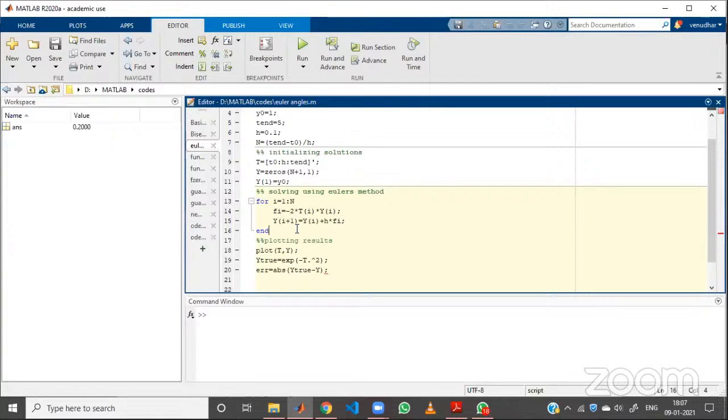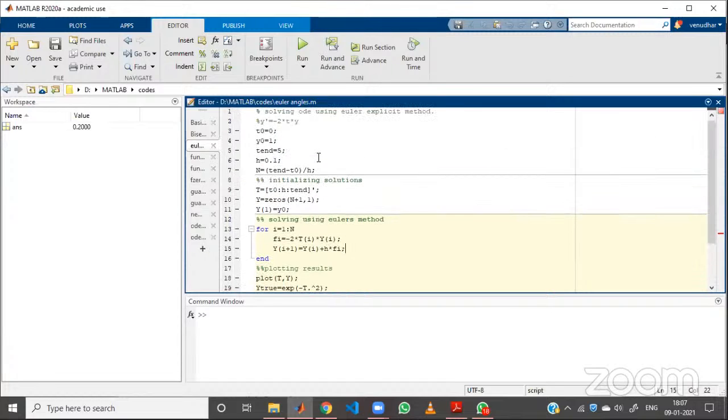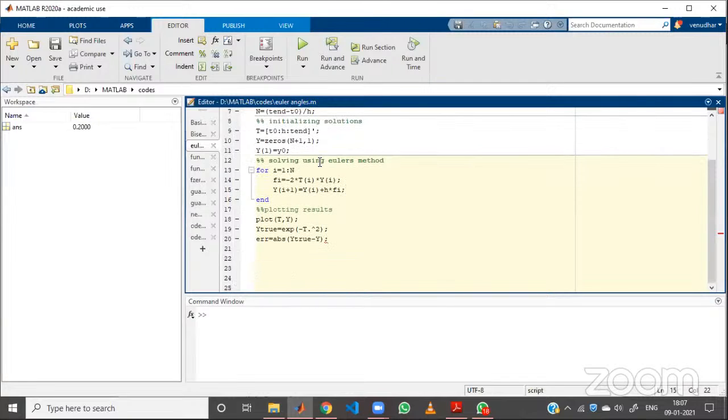These are the methods. This is the equation: f of i equals minus 2 times t of i times y of i, and y of i plus 1 is y of i plus h times f of i, where h is the step size. And this is the plotting of the graph. We got every value of y and every value of t; t we have initialized like an array.